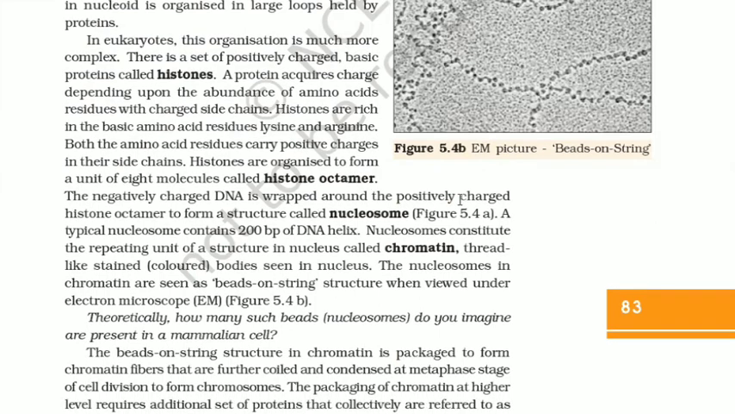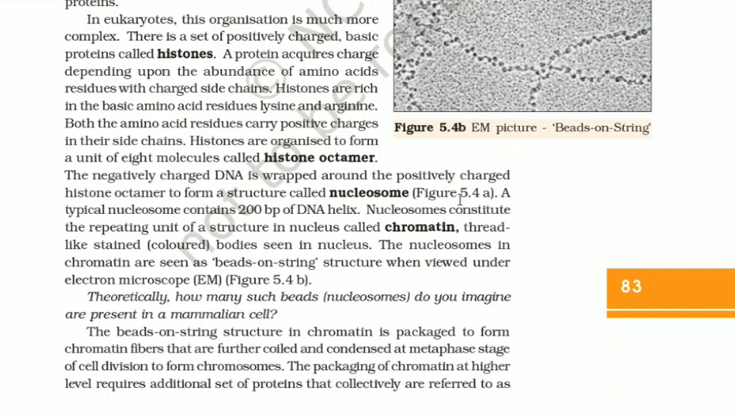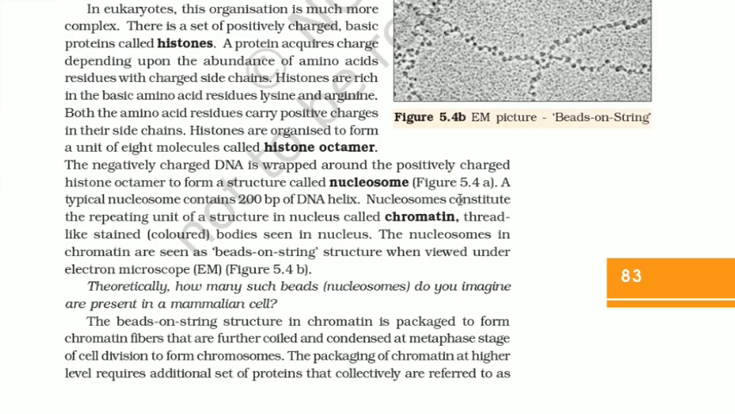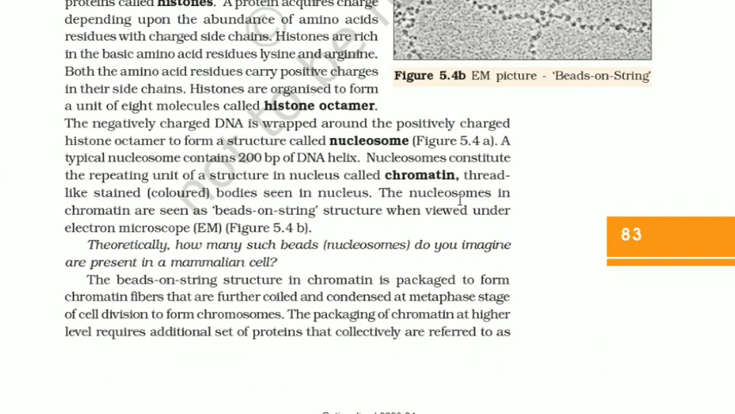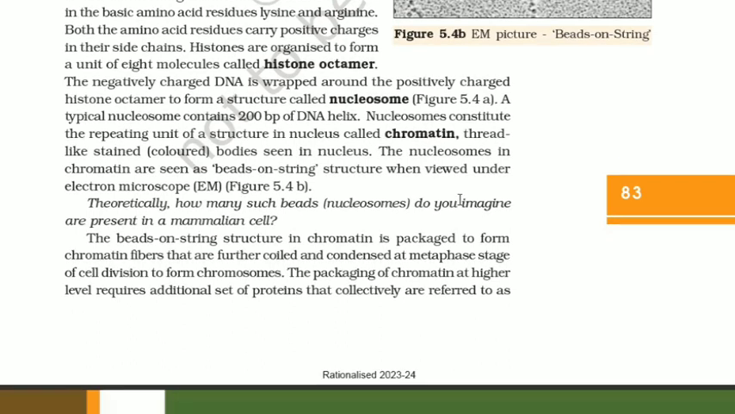There is a set of positively charged basic proteins called histones. A protein acquires charges depending upon the abundance of amino acid residues with charged side chains. Histones are rich in basic amino acid residues, lysine and arginine. Both the amino acid residues carry positive charges in their side chains. Histones are organized to form a unit of 8 molecules called the histone octamer. The negatively charged DNA is wrapped around the positively charged histone octamer to form a structure called a nucleosome, as shown in figure 5.4a.